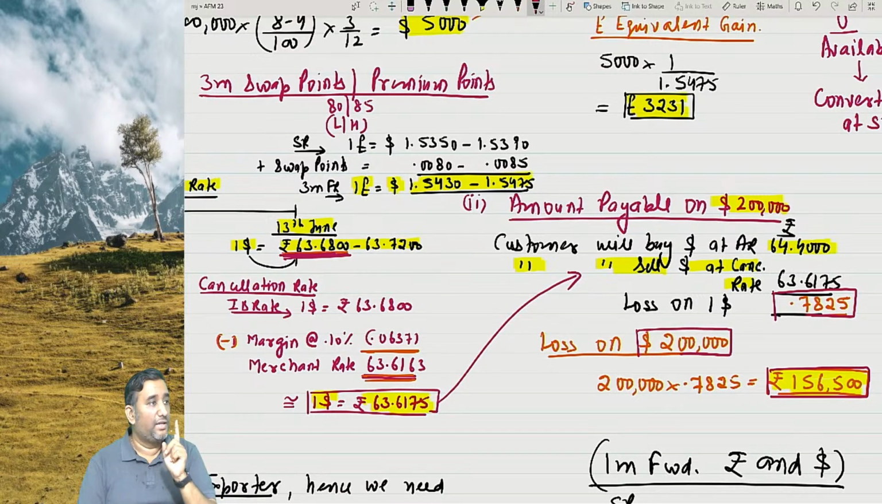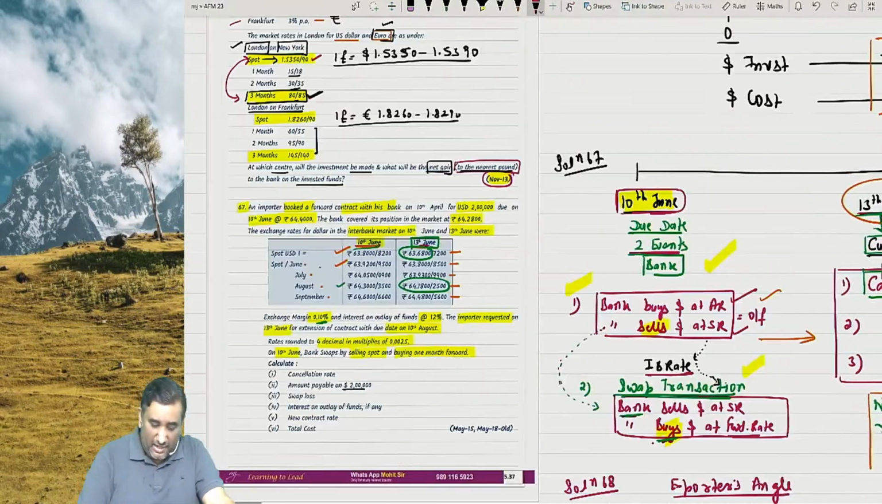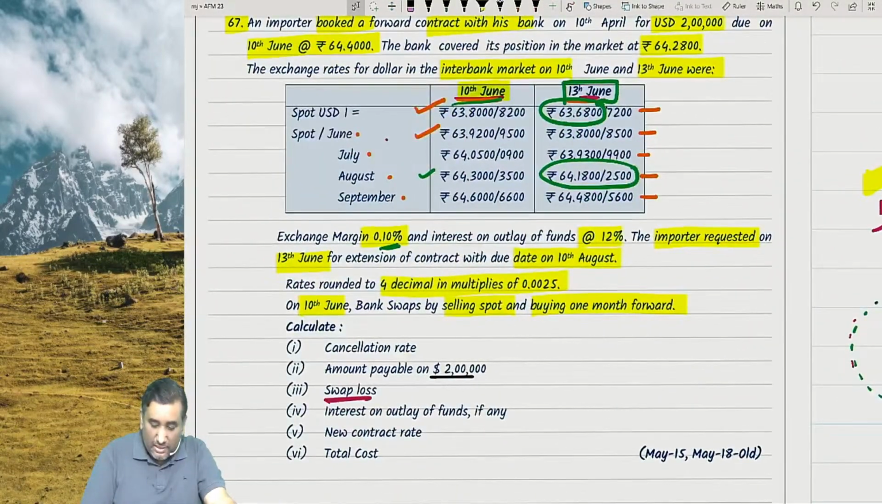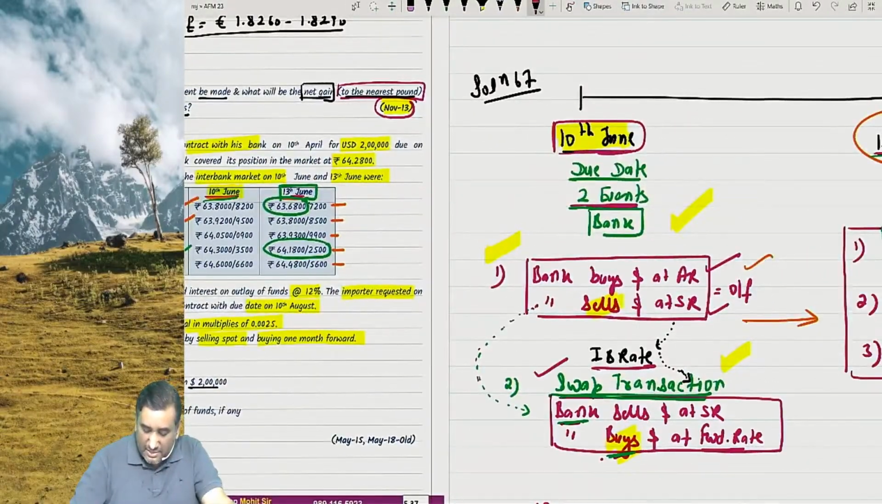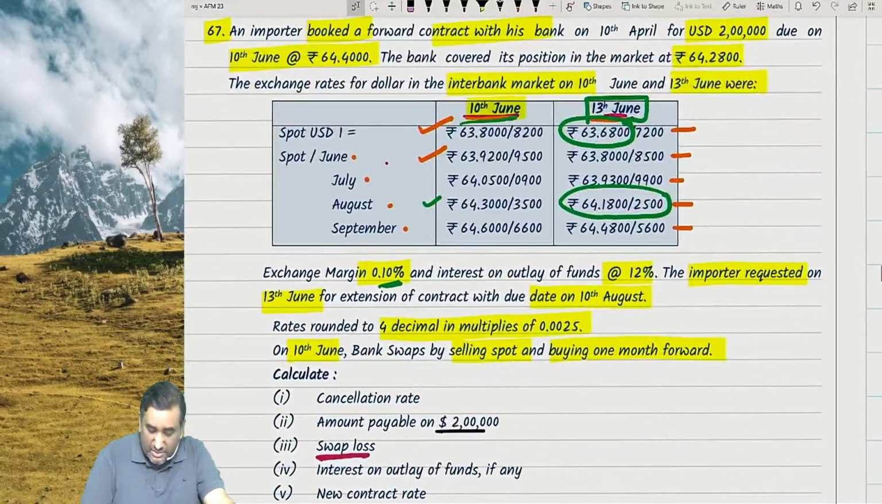Swap transaction is created on 10th, so stand yourself on 10th. When you sell at spot rate, who is doing the transaction? The bank is doing it. So the rates would be the same, bid and ask, what you would have applied, but the only difference is that I will be applying interbank rates, nothing else. So when I go back, the third part he said was swap loss. Looking at my diagrammatical presentation, the swap transaction is created on 10th June. I'll stand on 10th June, and the question mentioned the bank swaps by selling spot.